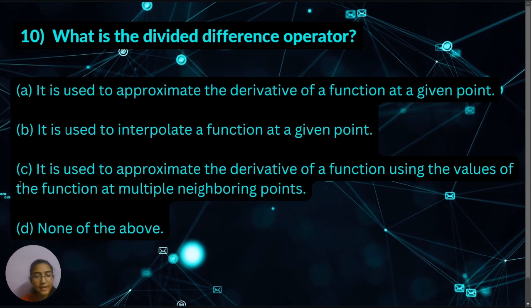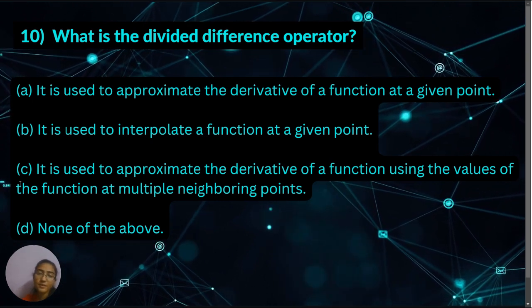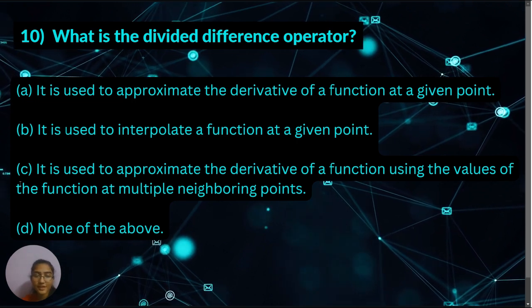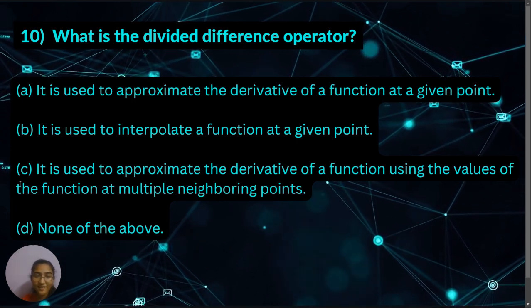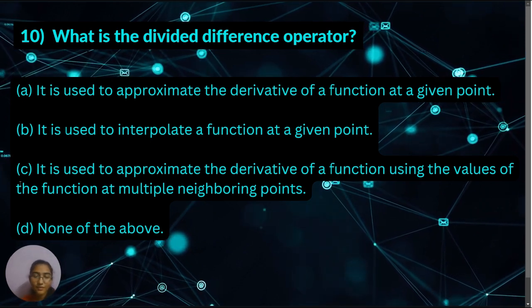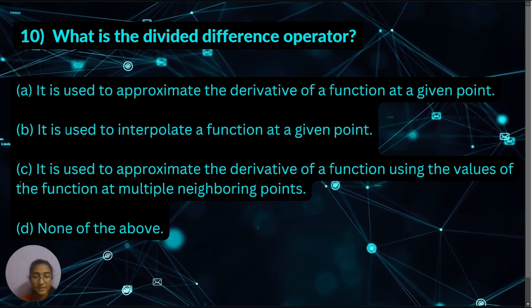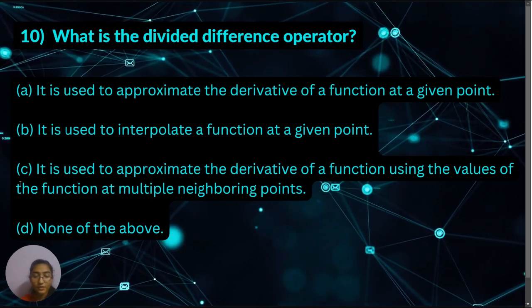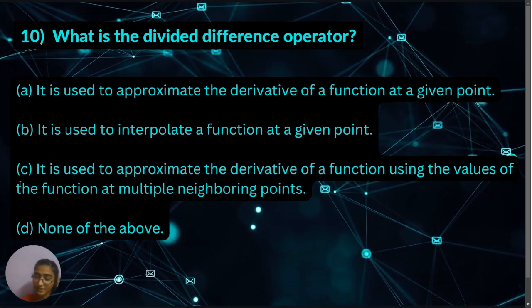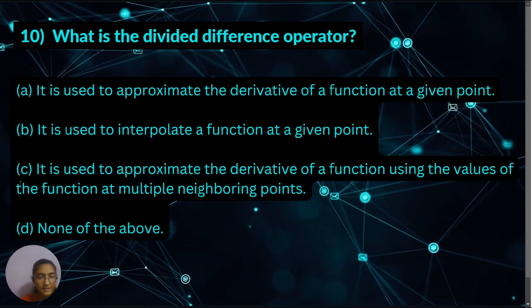So the divided difference operator, our options are: A, it is used to approximate the derivative of a function at a given point. B, it is used to interpolate a function at a given point. C, it is used to approximate the derivative of a function using the value of a function at multiple neighboring points. Or D, none of the above. So you can pause and check your answer. So let me give you the correct answer. So the correct answer is C.